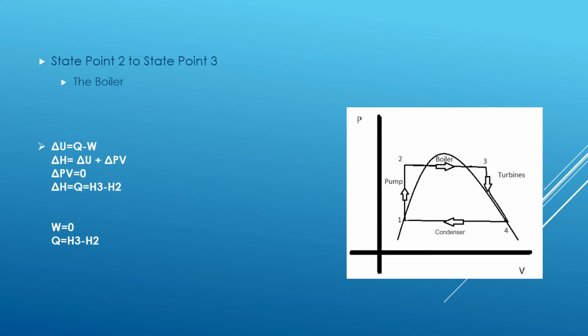The second part of the system is the boiler, which is state point 2 to 3, and as you can see, we're using the same two equations as before, along with the assumption that the specific volume does not change throughout the system. But this time, instead of saying it's adiabatic, we're saying that the work is equal to 0 because the boiler is only heating up the water, and so it is only adding heat into the system. Therefore, using those equations, we get delta H is equal to Q is equal to H3 minus H2.